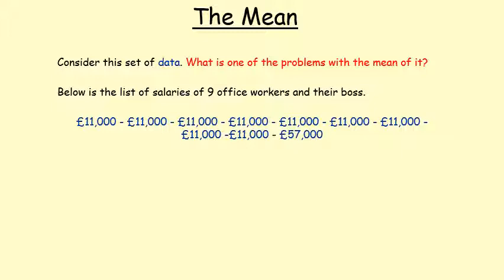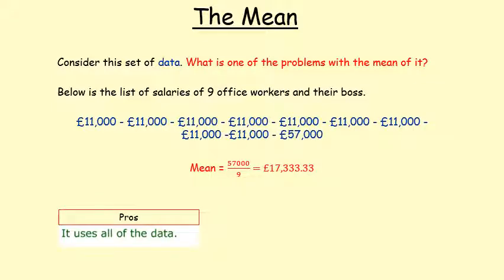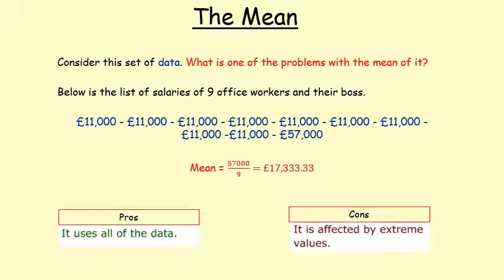Okay, so hopefully you've paused the video, you've had a look at the data. So if you were to work out the mean salary of all the 9 office workers, you would get a mean of 11,000. But because their boss is included, who gets paid significantly more than they do, you get a mean of £17,333.33, which doesn't actually represent either the boss's salary or the office workers. So one of the good things about the mean is it uses all of the data, but one of the bad things is it can be affected by extreme values, a bit like this.